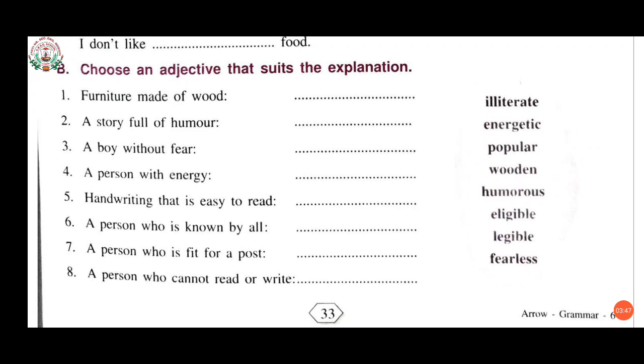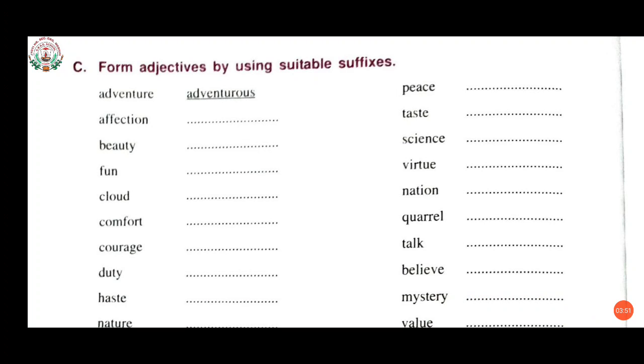Now the next, try to do by your own. The next question, C, is form adjectives by using suitable suffixes. Suffixes means the letters that you can add after the given word. Like here, adventure is given. We have to use suitable suffixes to complete the adjectives. Suffixes here means the letters which we can add at the end of the given word.